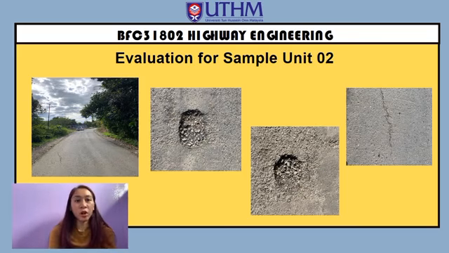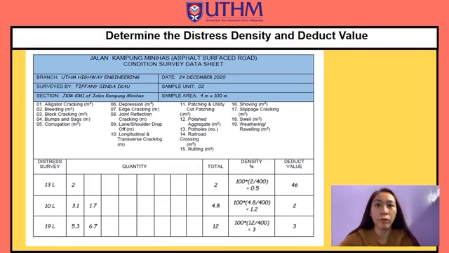This is the condition of the road in sample 02. From this photo, I can see several conditions such as pothole, longitudinal and transverse cracking, and weathering or raveling. First of all, we have to determine the distress density and deduct value. Due to the COVID-19 pandemic, we cannot do the real measurement at site, so we just assume the quantity and the condition of the road.